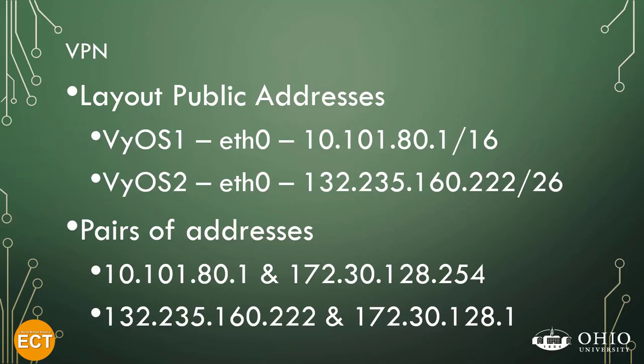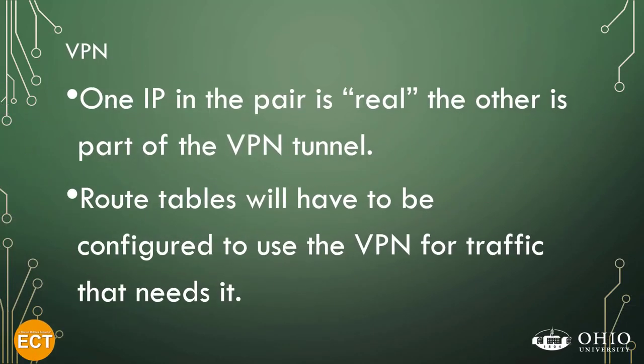Now note, the 172 addresses are on the same network. They come out of the VPN net, and that should begin to tell you, oh wait, that's the linking network between the two routers. It is, and we're going to ride the VPN between that network so that we can get our other networks to work. And as we think about one IP is the real IP address and the other one is part of the VPN tunnel. The 172 addresses are part of the VPN tunnel.